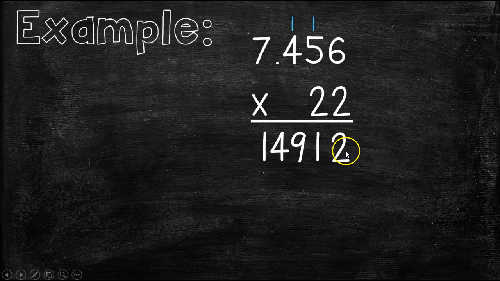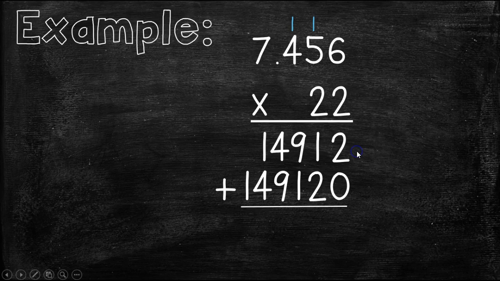Now we need to multiply the tens. So we're going to put in the 0 as our placeholder. 6 times 2 is 12, carry the 1, 5 times 2 is 10, plus 1 is 11, 4 times 2 is 8, plus 1 is 9, and 7 times 2 is 14. Now we need to add our partial products together.